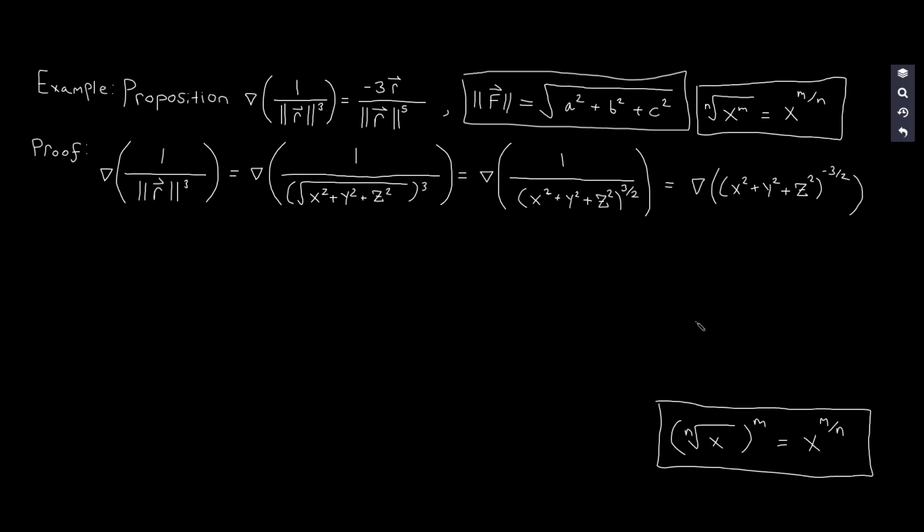We've established, and I'm just going to write out another definition here. Gradient just means the partial derivative with respect to x, partial derivative with respect to y, partial derivative with respect to z, right?